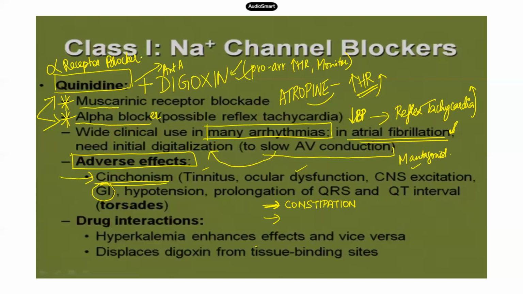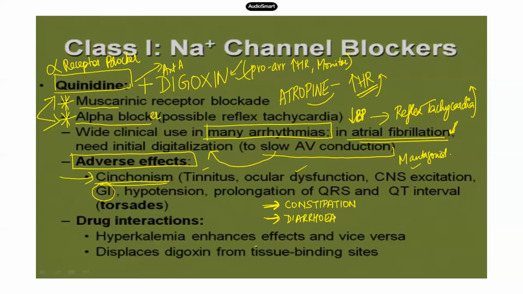Vasodilation, reduced peripheral resistance, decrease in BP. So if it is an alpha receptor blockade, what should it do at the level of your gastrointestinal tract? Should it cause constipation or diarrhea? It should cause diarrhea because it will relax the smooth muscles.